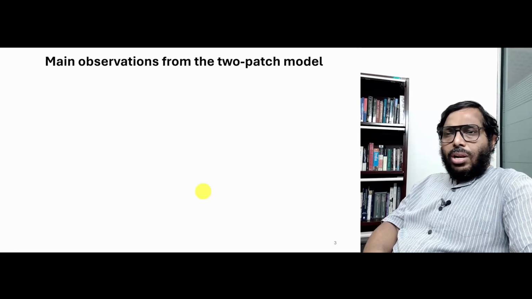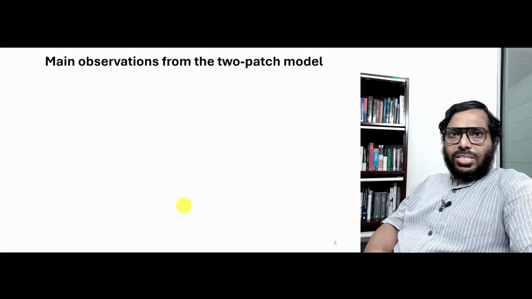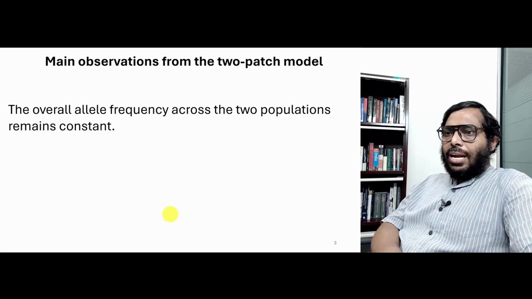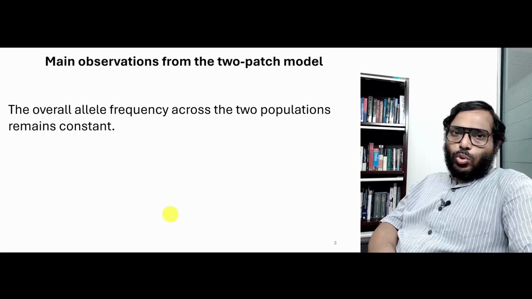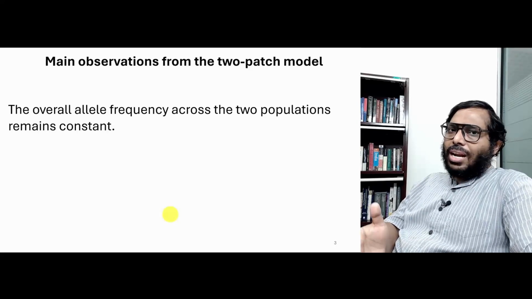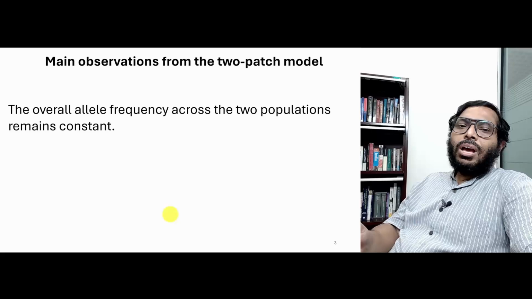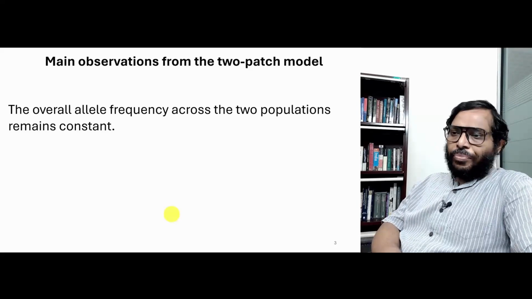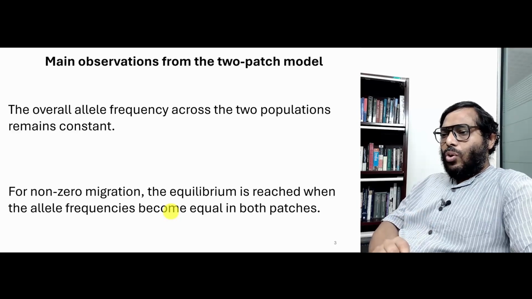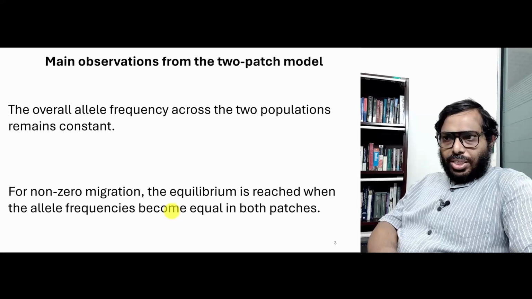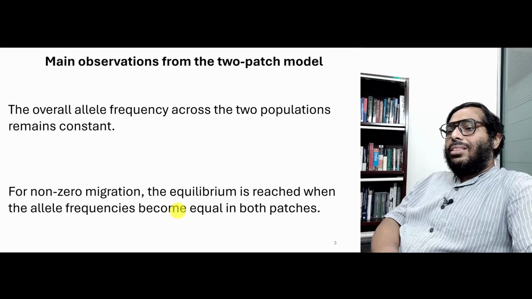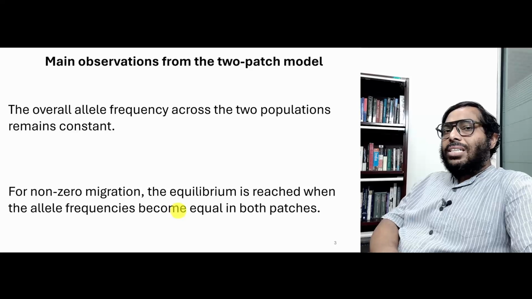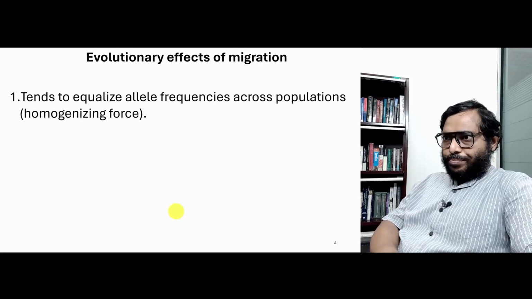So, before that we will quickly revise the two main observations that we made from the two-patch model during our last discussion. The first observation was that the overall allele frequency of the two populations will remain constant. And as I said, that is not very surprising, simply because all that is happening is that the alleles are getting redistributed due to migration across the populations. The much more interesting and important thing was that for non-zero migration, the equilibrium is reached when the allele frequencies become equal in both patches, which basically means that migration acts like a homogenizing force.